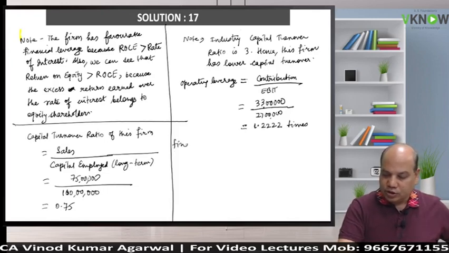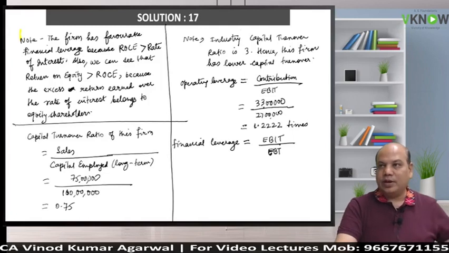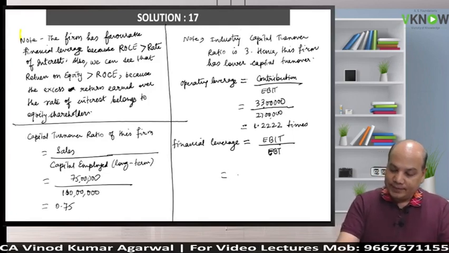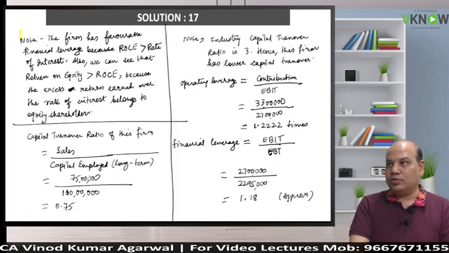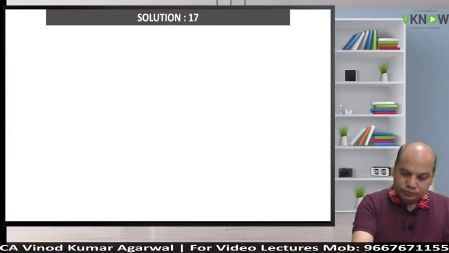Then financial leverage formula: EBIT divided by EBIT minus interest, so we can write EBIT divided by EBT, since EBIT minus interest is EBT. 27 lakh divided by 22 lakh 95,000 is 1.18 approximately. Up to this you have done. Next, write down below that combined leverage.